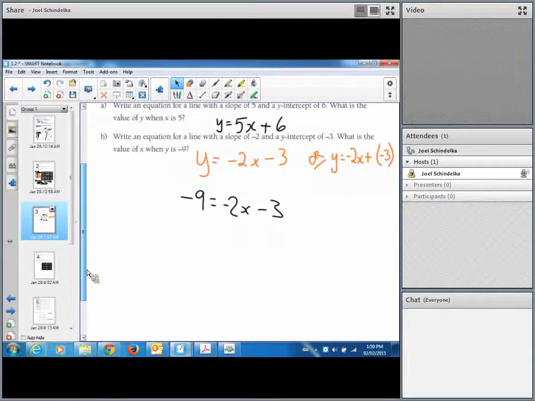Always do addition or subtraction first to get the x alone, then do division or multiplication. Do you know what you do first step? Huh? Do you know what you do first step? It looked like you were going to volunteer an answer. Are you going to ask me a question? No?